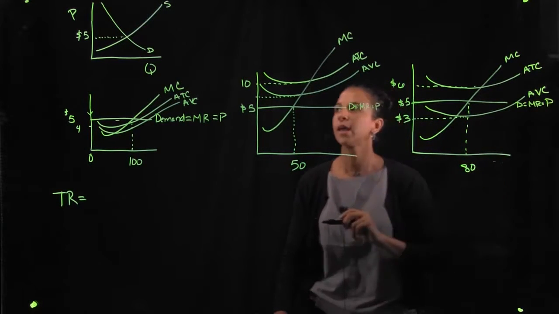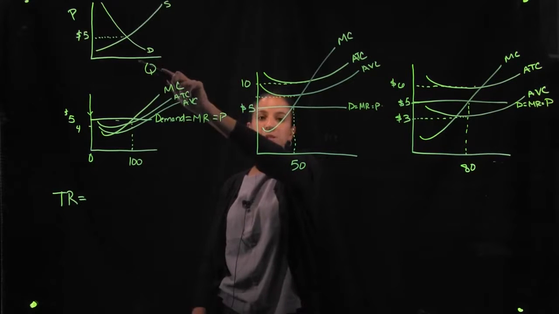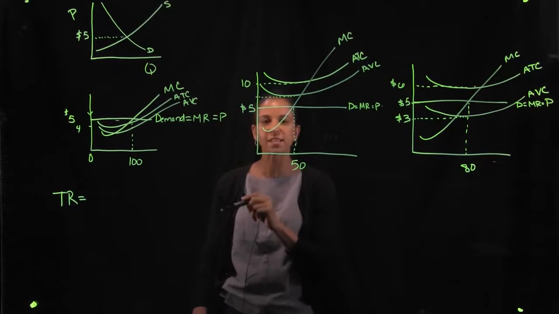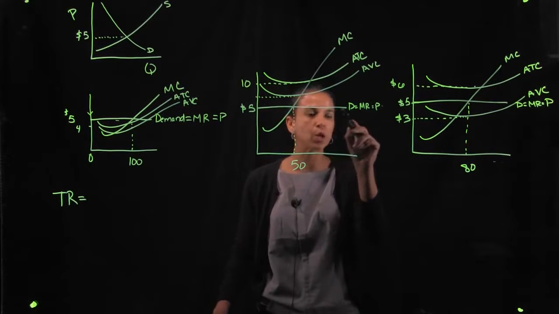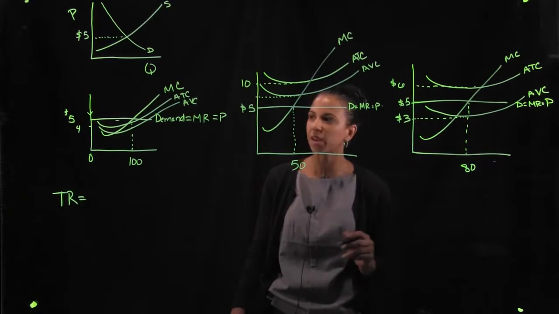And remember, perfectly competitive market just means that there's still a downward facing demand curve, but for that individual firm, they face a completely horizontal demand curve with an elasticity of 0.